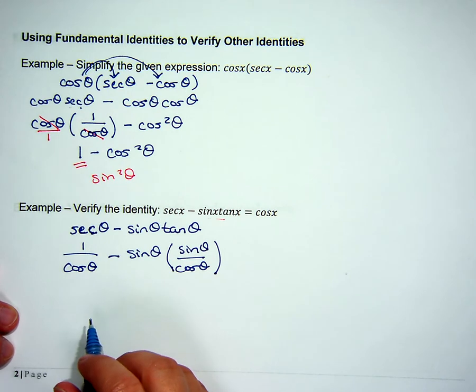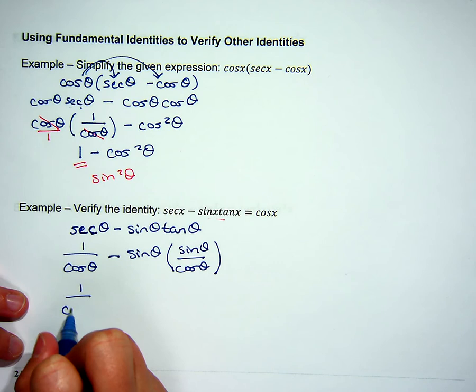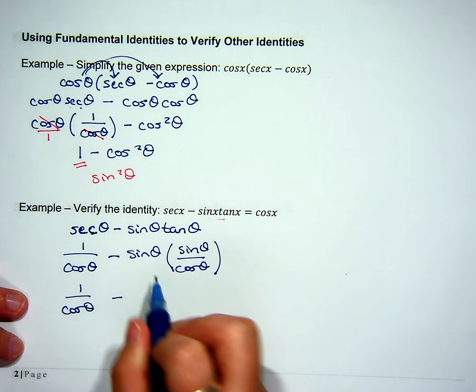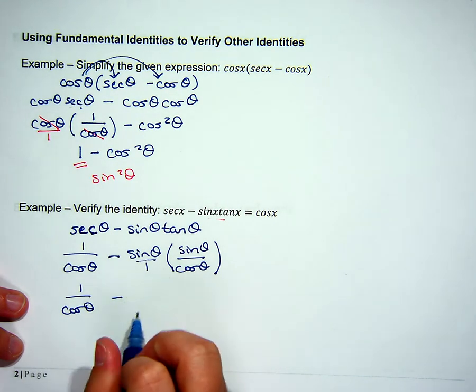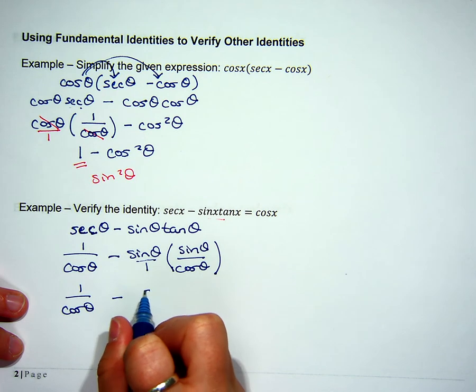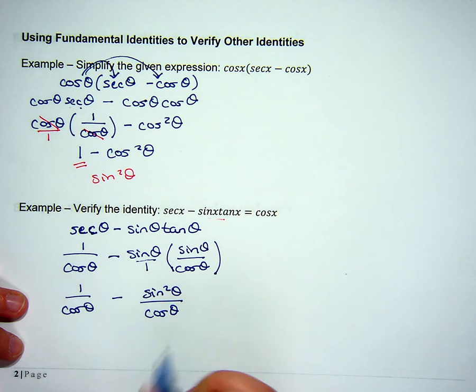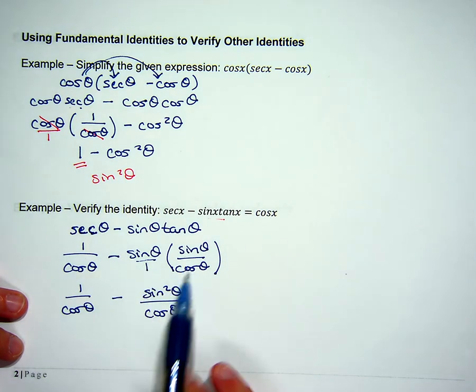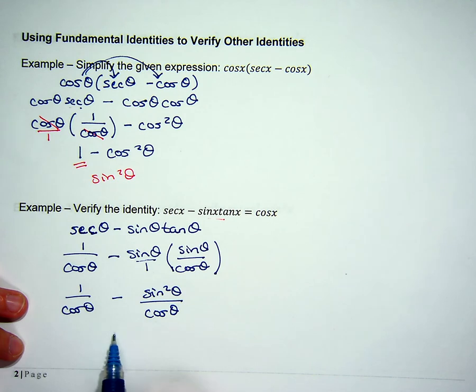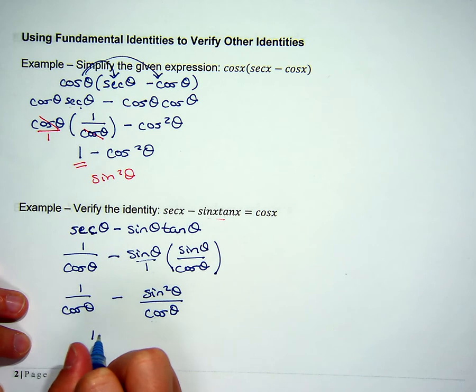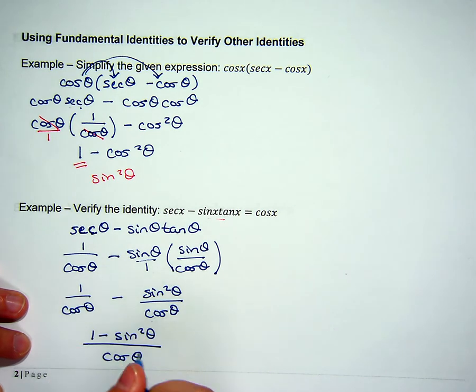Well, let's look at this. That means I have 1 over cosine theta minus, this is a fraction. Fractions multiply top times top and bottom times bottom. So I have sine squared on top. Sine times sine, 1 times cosine. Oh, well, what do I have now? Now I have a common denominator. Well, I'm going to put this over the same denominator, to make it one big fraction.